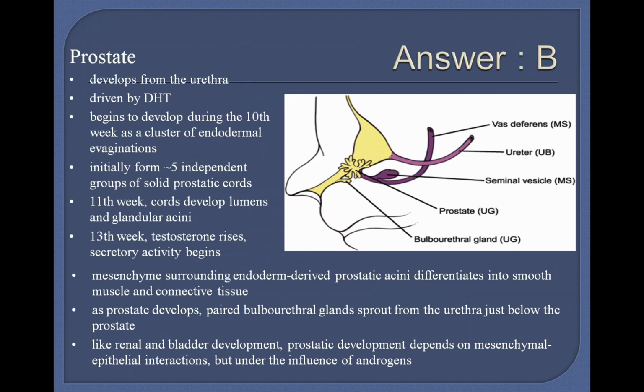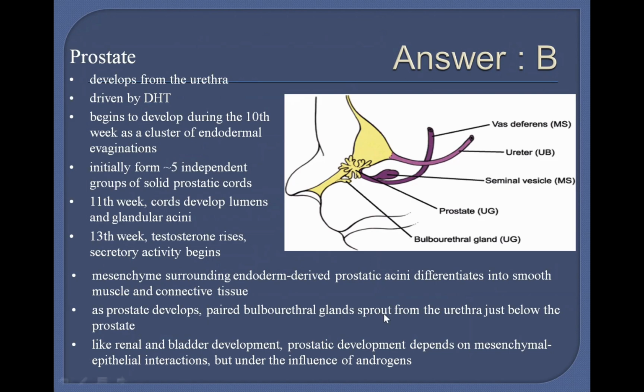The development begins around the 10th week as a cluster of endodermal evaginations. Initially, 5 independent groups of solid cords will be formed. By 11th week, these will develop lumens and glandular acini. By 13th week, testosterone rises and secretory activity will begin from there. Mesenchyme surrounding endoderm-derived prostatic acini differentiates into smooth muscle and connective tissue, which was given as an option. As this develops, there will be paired bulbourethral glands sprouting from the urethra just below the prostate. Like renal and bladder development, prostatic development also depends on mesenchymal epithelial interactions, but this is under the influence of androgens.